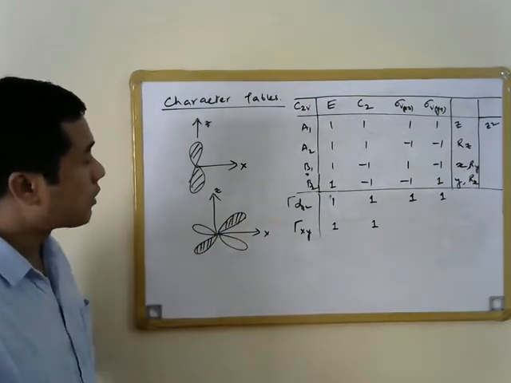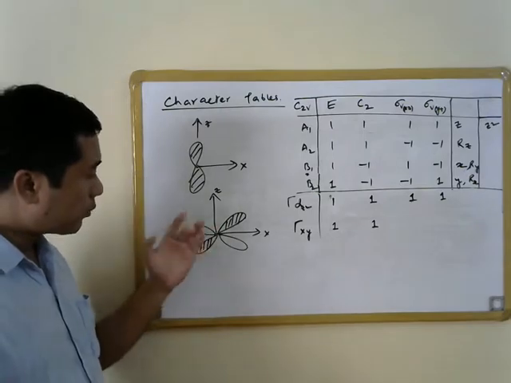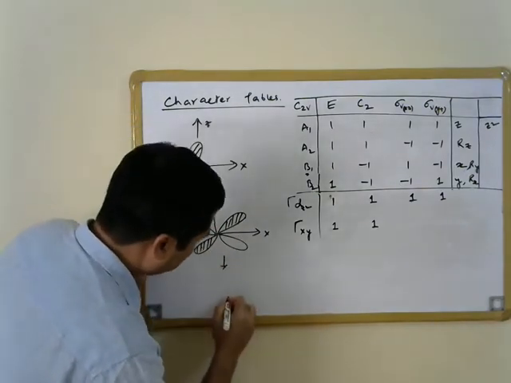Then let's do sigma v xz. When we do reflection on the plane of the board, this lobe will move over here. So let's write it.